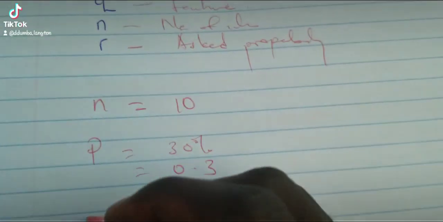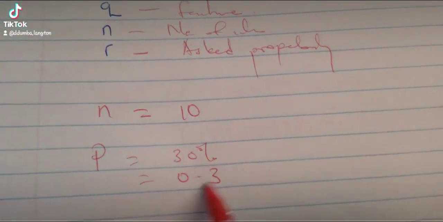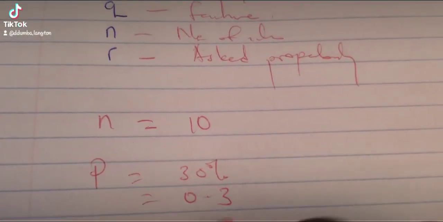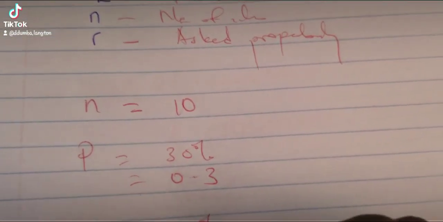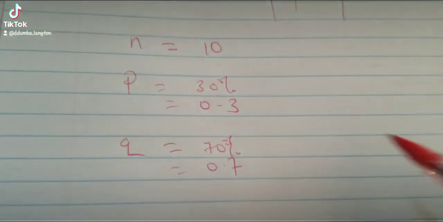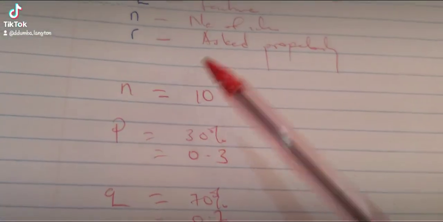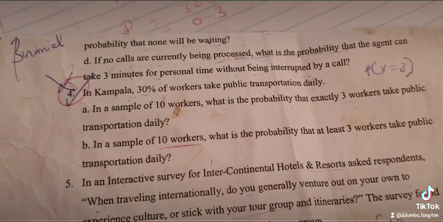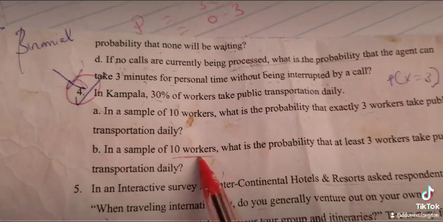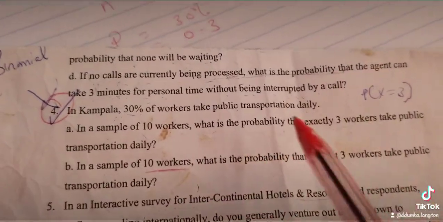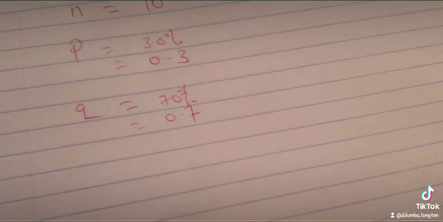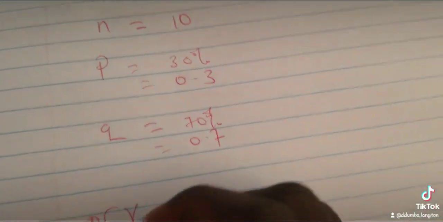Now if the p is 30%, the q is the probability of the failure. If 30% take public transport, then how many do not take public transport? They are 70%, which is 0.7. So in this case, our n is 10, the p is 0.3, the q is 0.7. Let's see what they asked. They said in a sample of 10 workers, what's the probability that exactly 3 workers take public transport? So for exactly 3 workers, probability of X equals r, our r is going to be 3.